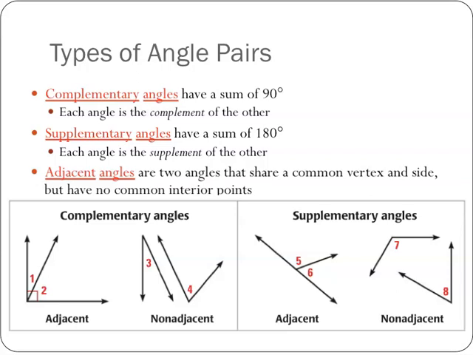On the right there, we have supplementary angles. And you can see here that angles 5 and 6 are adjacent to each other. They share a common vertex and a side, and they have no common interior points, so they are adjacent to each other. And they are supplementary angles because they have a sum of 180 degrees. And on the far right there, angles 7 and 8, we know those are non-adjacent because they do not share a common vertex or side. But we still know that angle 7 and angle 8 will sum up to 180 degrees, so they are still supplementary angles.